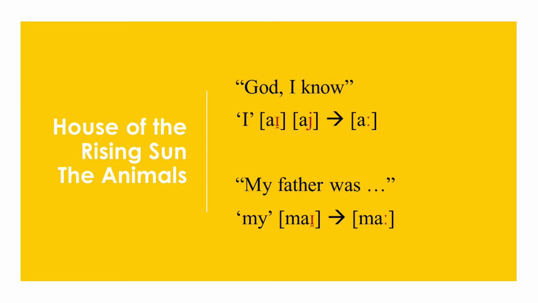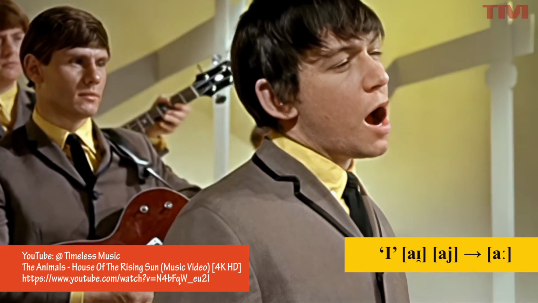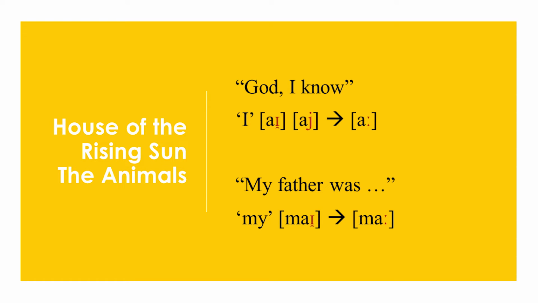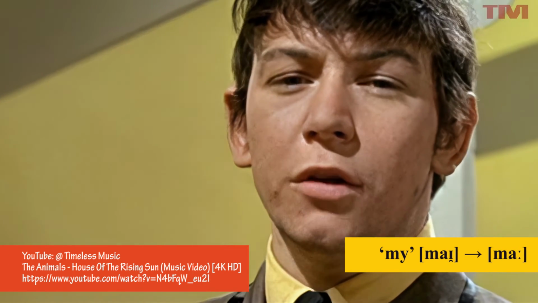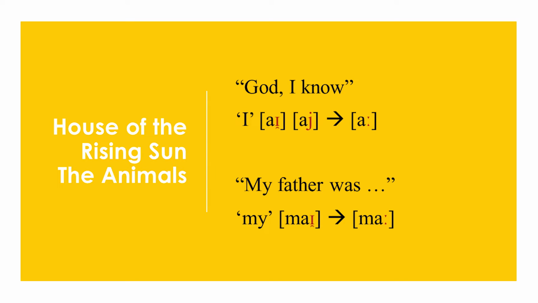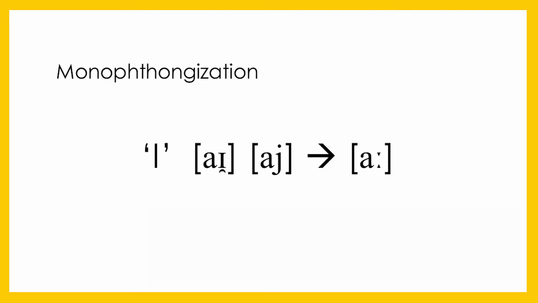There's this famous song, The Rising Sun. So instead of "God I know," it says "God ah know." So instead of saying "my," it says "ma." "My father," "ma." "My mother was a tailor." It's interesting that this band, this is an English rock band from England, but they are singing something like American country style. This is an example of monophthongization in which the diphthong "I" is reduced to "ah."